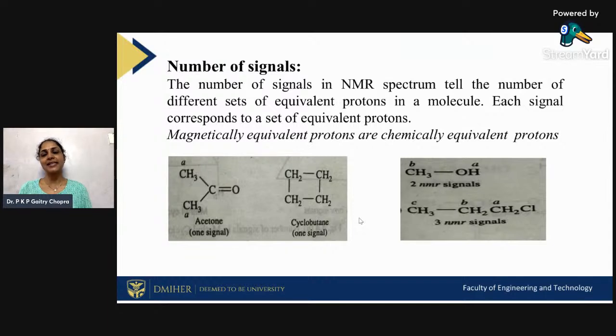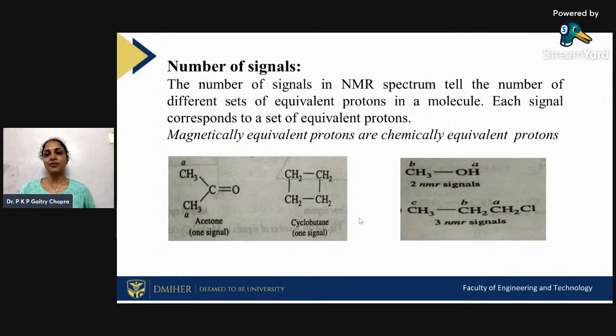So the number of signals in the NMR spectra will depend upon the number of equivalent or non-equivalent protons present in the molecule. Now here, I've given you examples. So what is a magnetically equivalent proton? The magnetically equivalent proton is one whose chemical environment is the same.